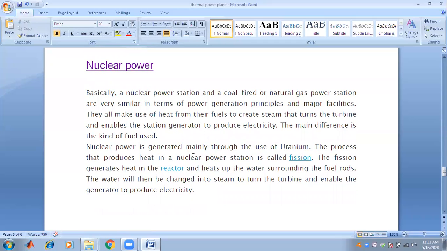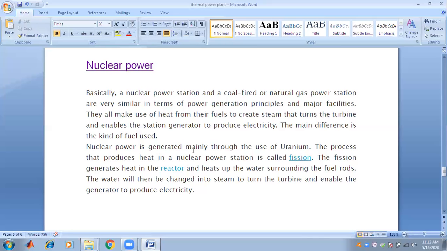Nuclear power is generated mainly through the use of uranium. The process that produces heat in a nuclear power station is called fission. The fission generates the heat. Here the heat is generated by fission, whereas for the thermal power plant the heat is generated by the burning of coal or oil, which creates high pressure in the steam, which in turn moves the turbine, which acts as a prime mover to the generator, which in turn generates electricity. In the case of the nuclear power plant, the process is the same for the turbines and also the generators, but the heat is generated by the nuclear fission reaction of the uranium.